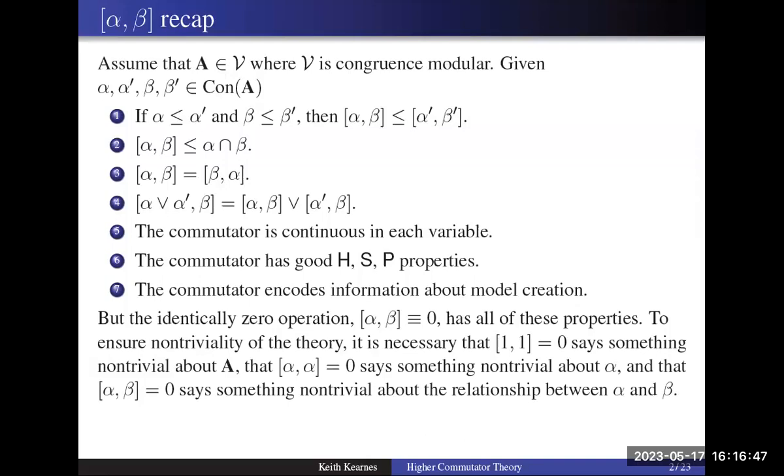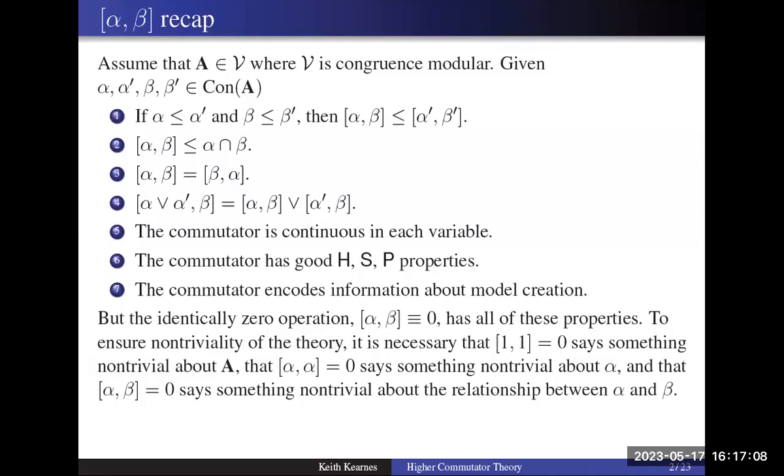And if I have an alpha and a beta and their commutator is 0, that should be a strong statement about how alpha and beta are related to each other. Okay, so that's what makes it non-trivial. Maybe I'll focus mostly today on the one commutator, [alpha, 1] equals 0. I want that to be a strong statement if the commutator theory is going to be non-trivial.